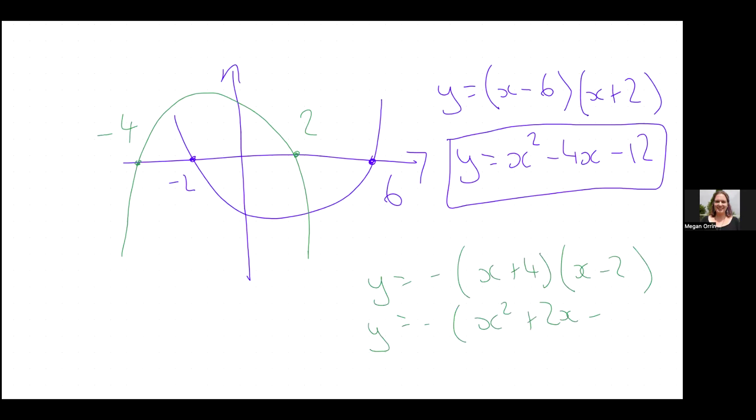Now, I put this negative out the front. So that needs to now go on all of the terms. So -x² minus 2x plus 8. That is this equation. Do you see what I'm doing? So all you do is plug the two x-intercepts into this. If it's positive, leave it. If it's negative, make sure there's a negative sign. Expand this and then incorporate your negative. Remember, the middle term is these two added. The last term is these two multiplied.